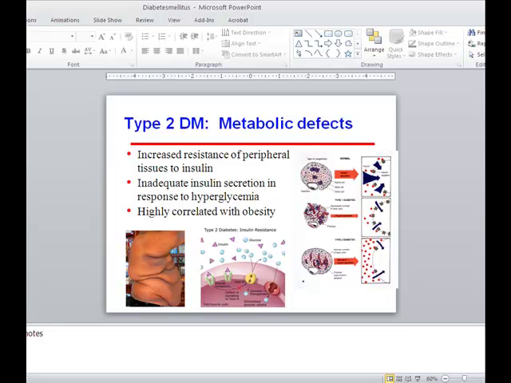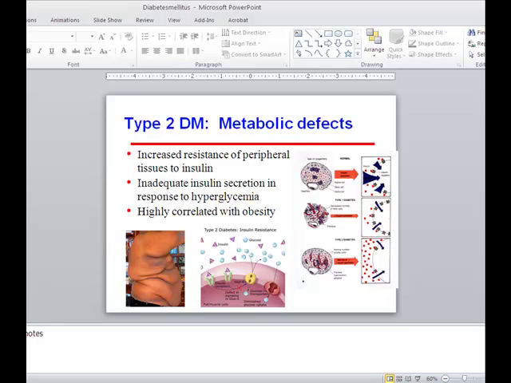This figure here, this cartoon, shows in the first panel on top what is normal. The red beads indicate insulin, and these tiny little things on the membrane of the cells are the insulin receptors. They're normal, so these big arrows indicate movement of glucose into the cell. Quite a large amount of glucose is moved into the cell.